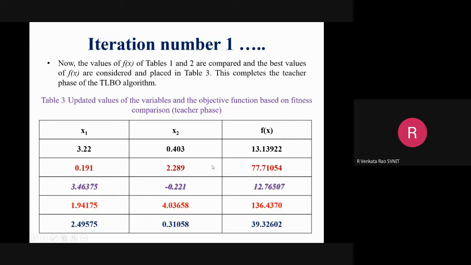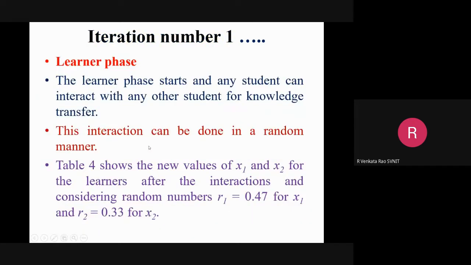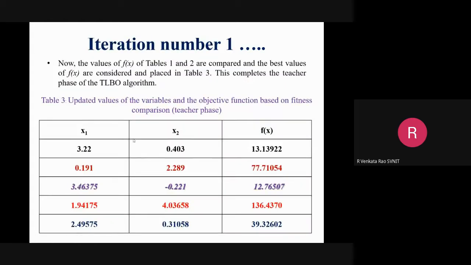So now table 4. Now table 4 we are going to prepare. That means again we want to calculate new values of x1 and x2 for all these 5 learners. Now the first learner is interacting with the second learner. What will be the new values of x1 and x2 for the first learner? Now I will demonstrate. Please pay your attention carefully here. How do I calculate the new value of x1 for learner 1? I take this old value 3.22 plus some random number, any value between 0 and 1.